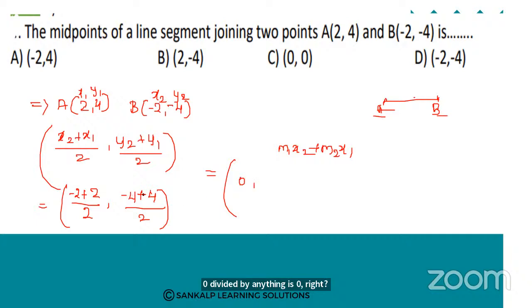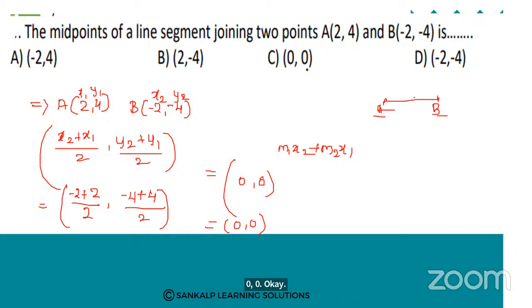Here also -4 + 4 means it is by subtracting 4 by 4. It will also come 0. 0 divided by anything 0. Our answer will be 0, 0. Okay. C option is right answer.